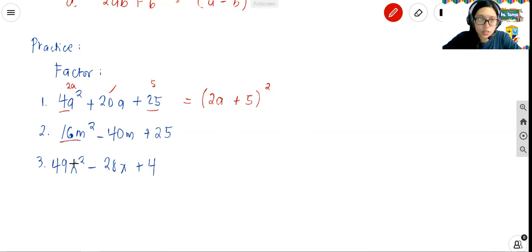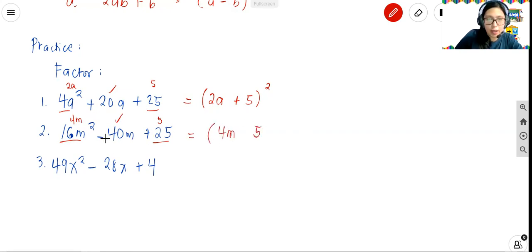This one is a perfect square. The square root is 4m. This one is also a perfect square. The square root is 5. So let's check the middle term. If it's twice the product of the square root of the first and the square root of the last. So this one is 4m times 5 is 20m times 2 is 40m. So that's correct. So our answer would be 4m and then 5. Since it's minus and plus, I will put minus here and then square.